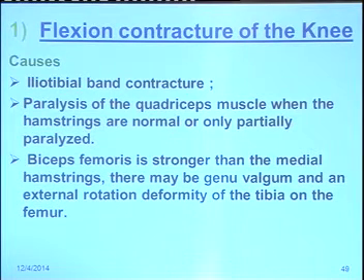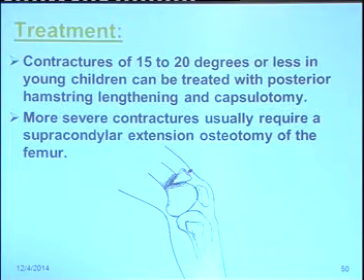Iliotibial band contractures, or there is a paralysis of the quadriceps muscles and the hamstrings are working. And if the biceps femoris is stronger, then they may go into a genu valgum, and an external rotation deformity also develops at the knee joint.